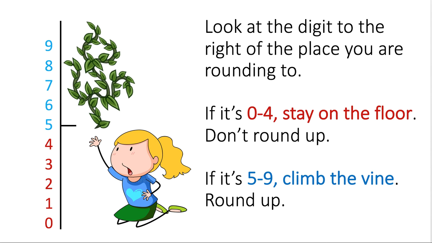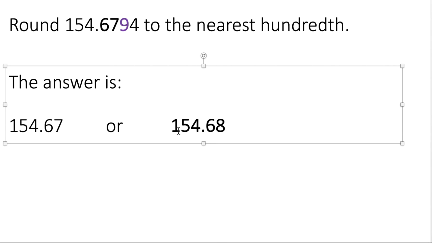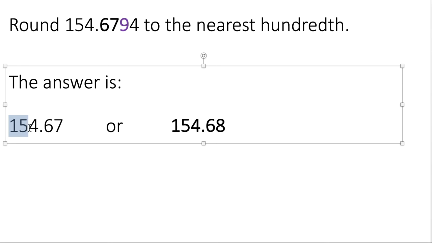And a way you can remember that is: look at the digit to the right of the place you're rounding to. If it's 0 to 4, stay on the floor. Don't round up. If it's 5 to 9, climb the vine. Do round up. So here, the digit to the right of the place we're rounding to is a 9. 5 to 9, climb the vine. We round up to 154.68. Notice when you're rounding in the hundredths place, the digits that are in the ones, tens, hundreds, those are always going to stay the same.